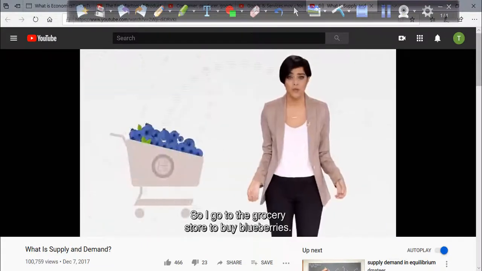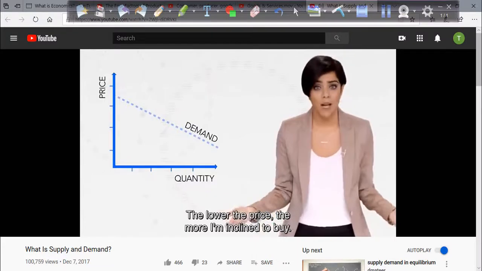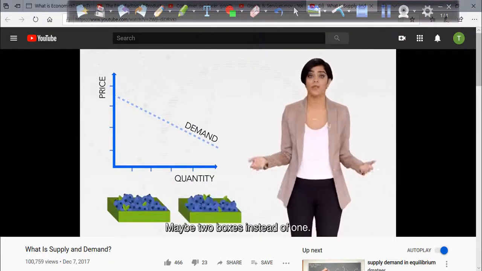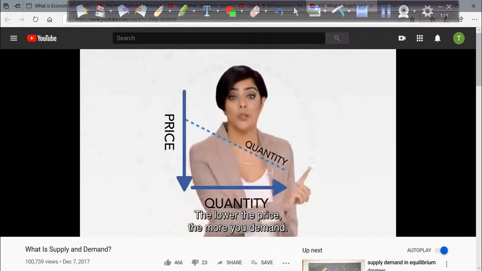So, I go to the grocery store to buy blueberries. The lower the price, the more I'm inclined to buy. Maybe 2 boxes instead of 1. That's the law of demand. The lower the price, the more you demand.